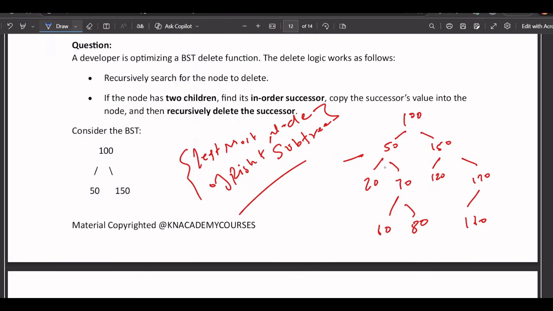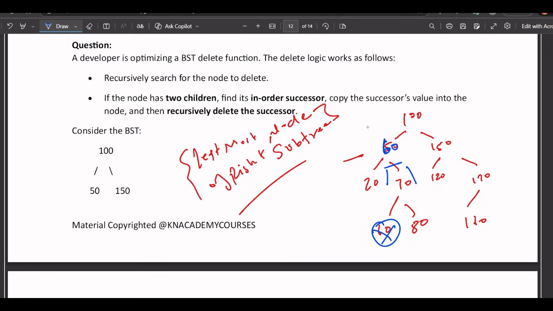This is our right subtree, right? This one is our right subtree. The leftmost node of the right subtree is 60. We need to copy the value of 60 here into 50, so now 50 will be 60. Copy the value into the node and then recursively delete the successor, and we will delete it.